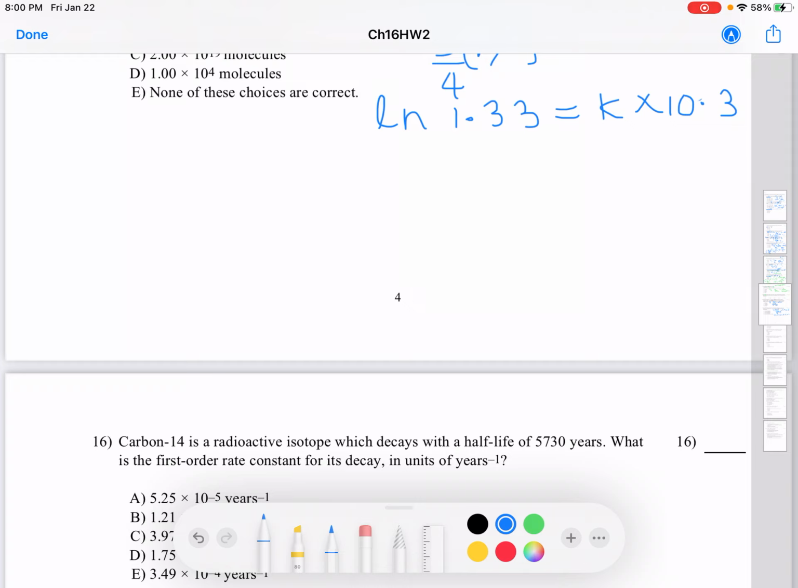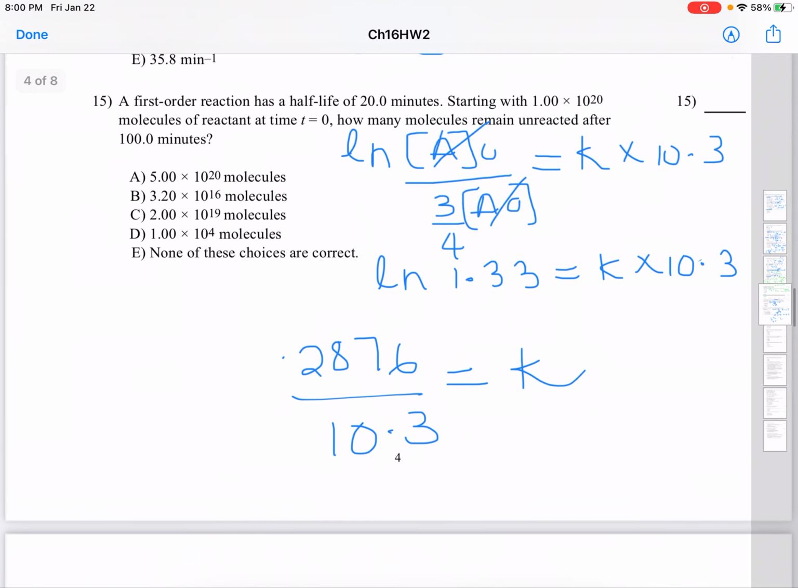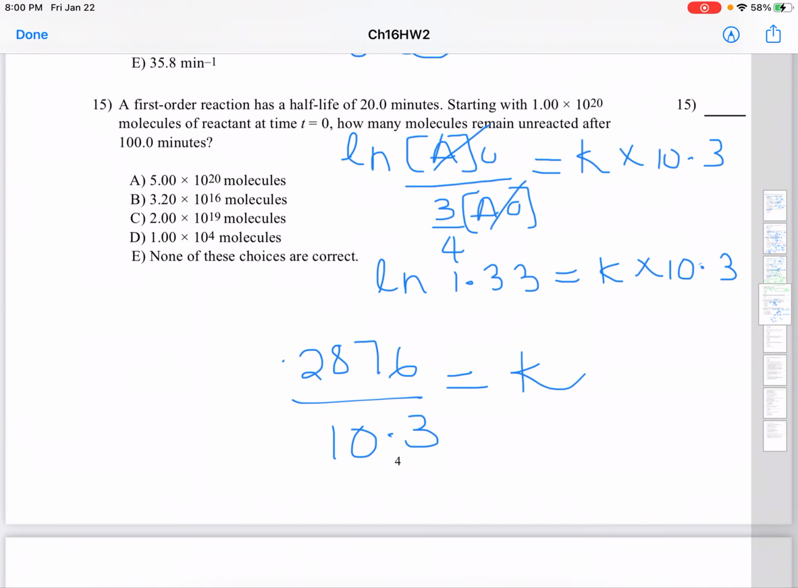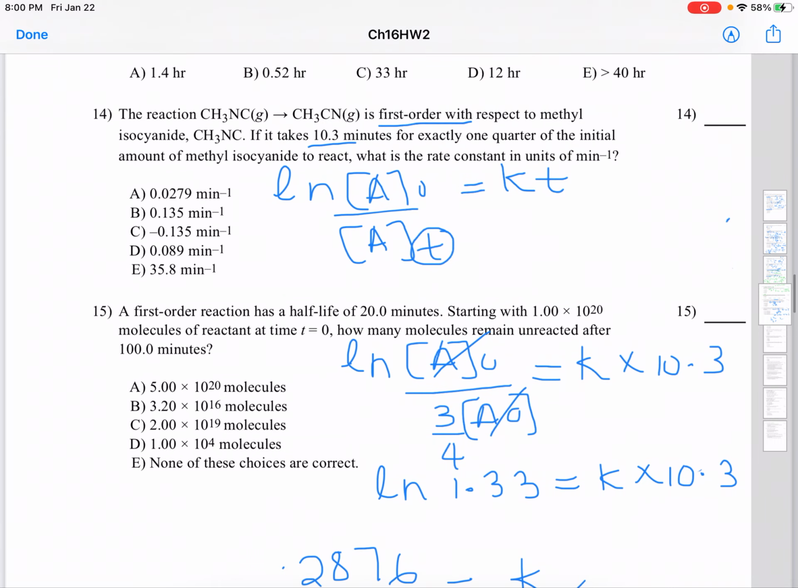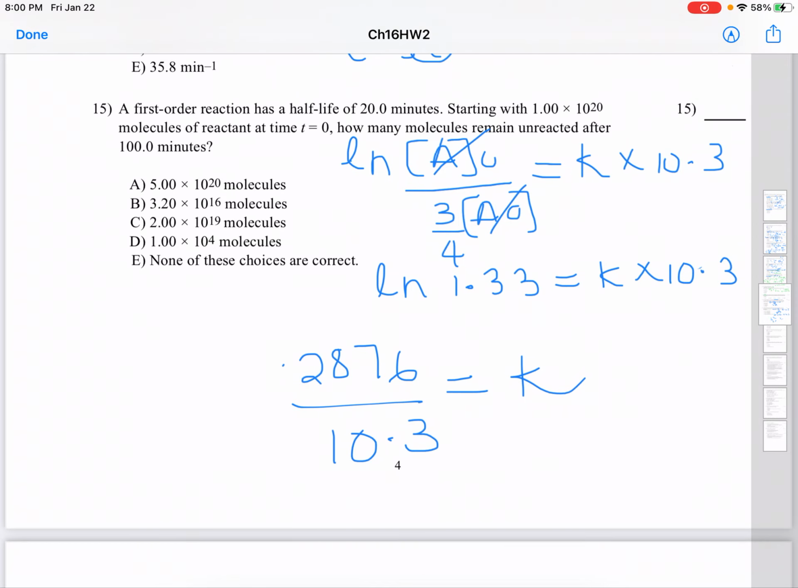ln 1.33 is 0.2876 over 10.3 would be the rate constant. So you guys can find out the answer. Again, I'm telling you, do check these ln values if I'm getting the correct numbers. If not, please email me so I can correct it for the whole class. That's for number 14, right? And then let's look at number 15.